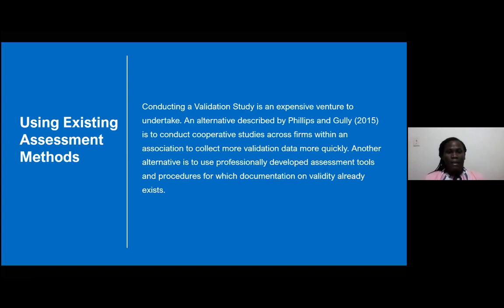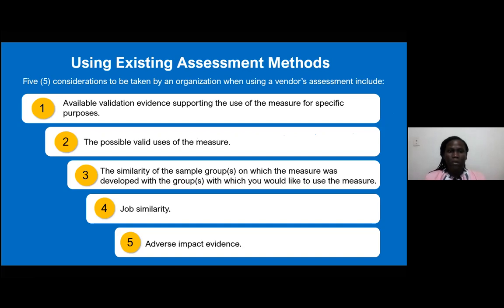You can go to the next slide, Latoya. So when we speak about using existing assessment methods, Phillips and Gully pointed to 5 considerations that we must take into consideration when pursuing to use an assessment system in our organization. So 1, it must have available validation evidence supporting the use of the measure for a specific purpose. So in other words, research must be evident to support the claims about the assessment tools, such as the criterion-related validation, content-related validation, and construct-related validation that Shani would have spoken about.